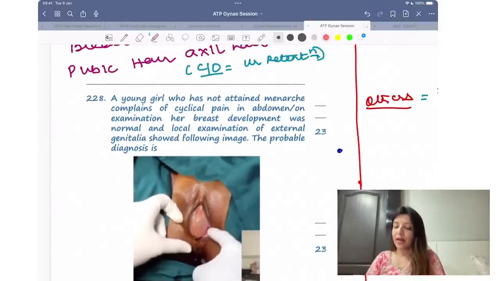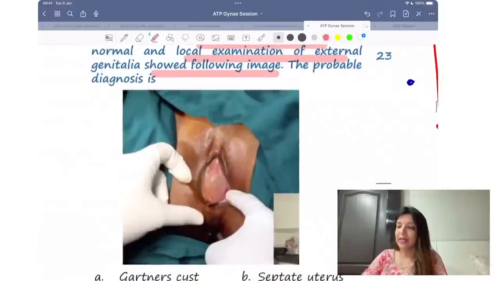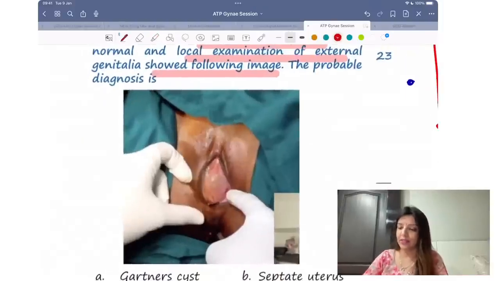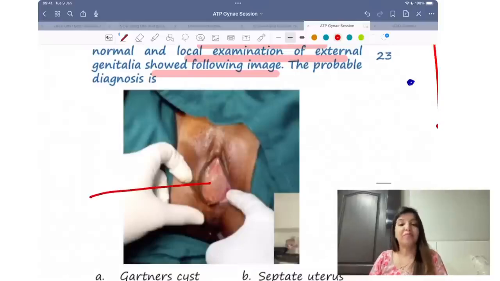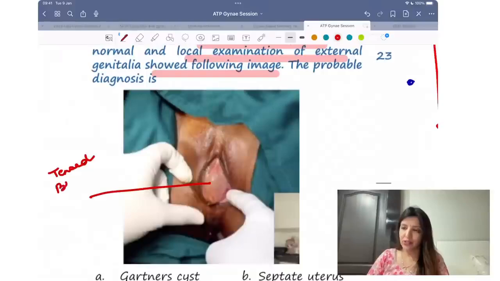A young girl who has not attained menarche complains of cyclical pain in abdomen. As I told you, the moment they say cyclical pain in abdomen, it means they are talking about cryptomenorrhea. On examination, her breast development was normal. Local examination has been shown in the image. What are you saying? You are seeing over here that there is a tensed bulging hymen.